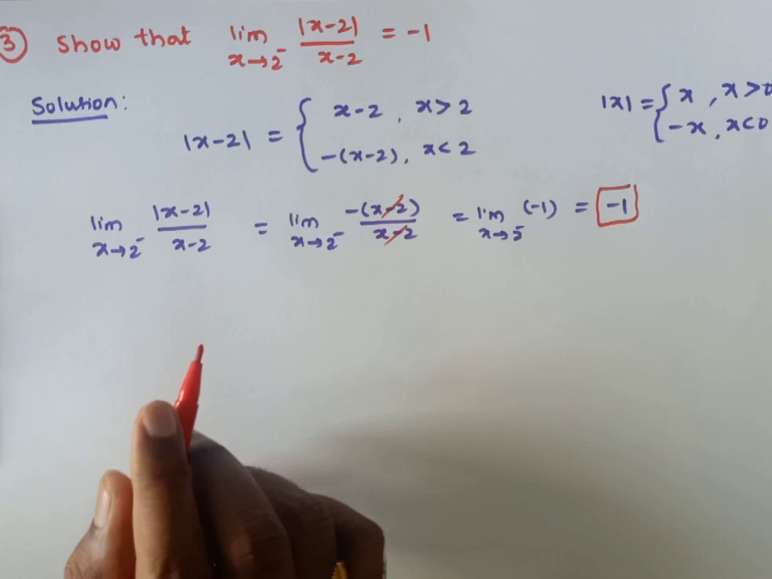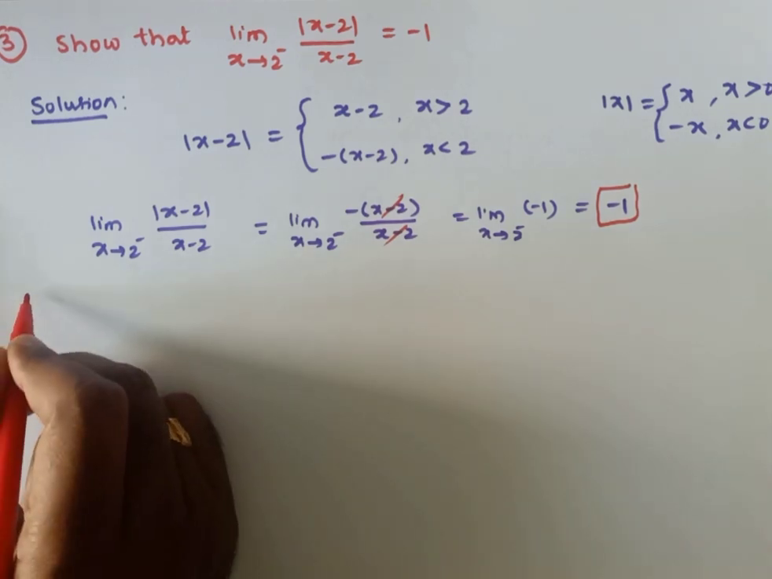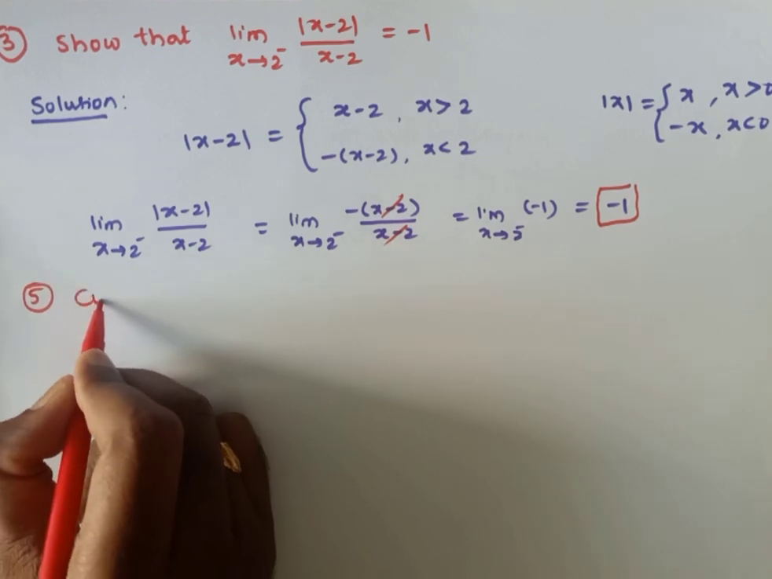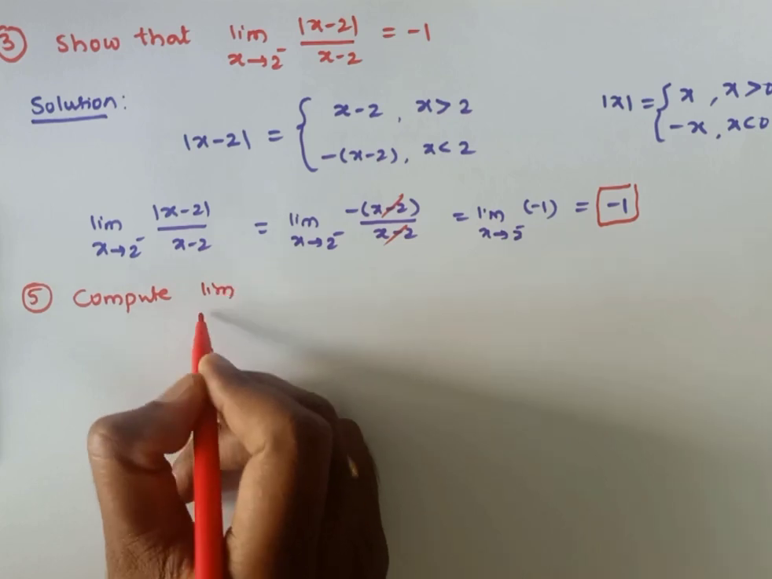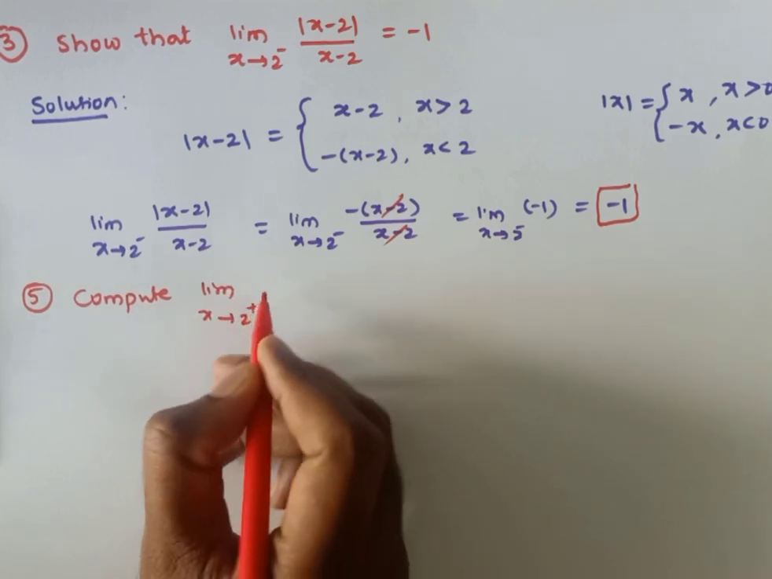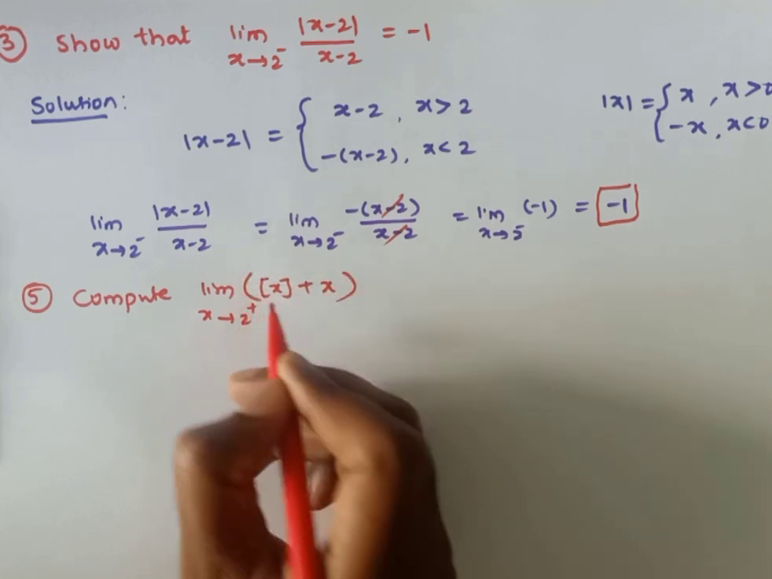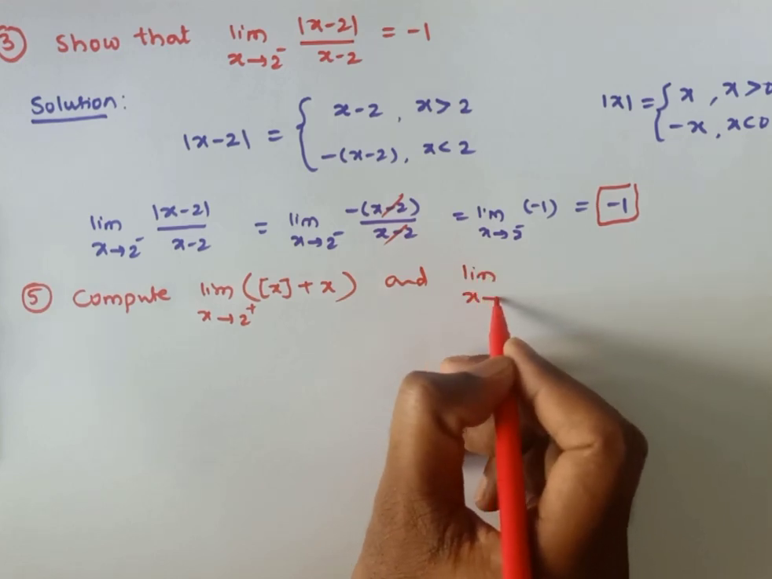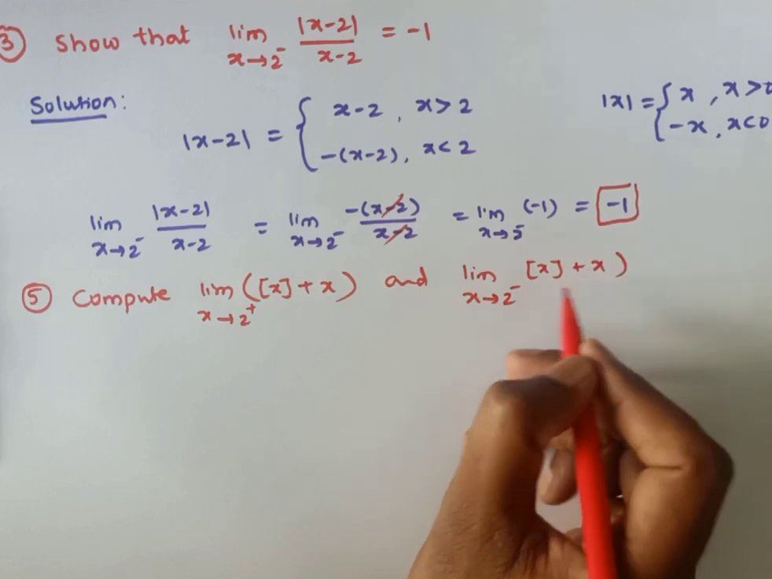Now, similarly the fourth problem you can solve, that is limit x tends to 0 plus mod x, by using the mod x definition. So I will solve the fifth problem, that is, compute or evaluate the limit x tends to 2 plus step x plus x and limit x tends to 2 minus step x or box x plus x.